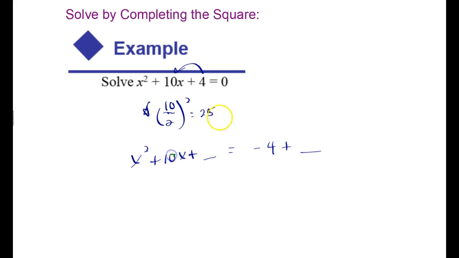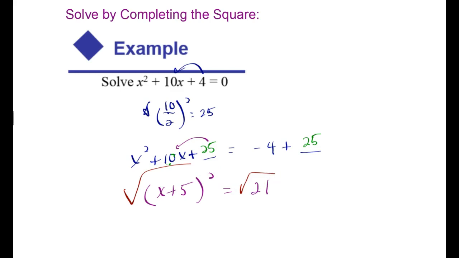And then I can see that that star step says take half of this 10, which is that 25. But if you add 25 to the left side, you have to add 25 to the right side. You can do anything you want to an equation as long as you do both sides. So this side is my perfect square. Factors of 25 that add up to 10 are 5 and 5. So you could write that as x plus 5 quantity squared equals 21. And then when I take the square root of both sides, I've got x plus 5 is equal to plus or minus the square root of 21. And my final solution is negative 5 plus or minus the square root of 21.